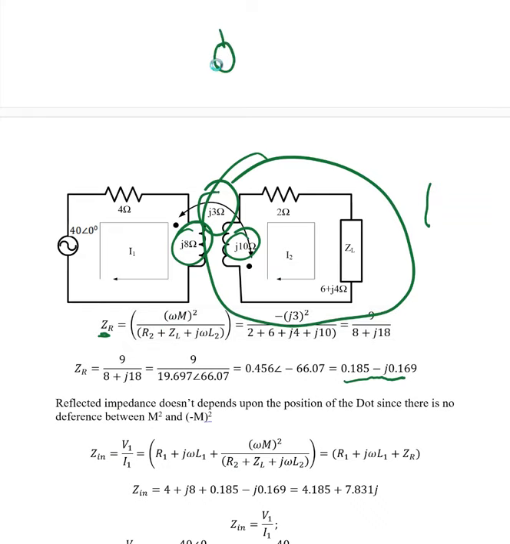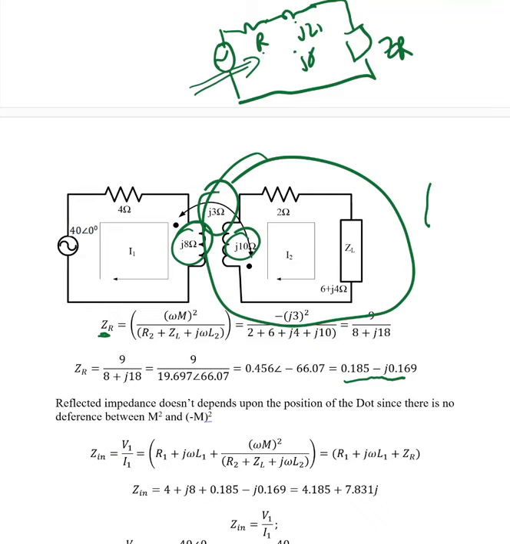So here I have a source, R1 and jL1, which is j8 ohms. Now I have the reflected impedance ZR. This ZR is nothing but the equivalent of the secondary resistance after moving to the primary side. That's called reflected impedance. So I found ZR. Now the input impedance is nothing but the total impedance looking from the input terminals: R1 plus j omega L1 plus ZR. That will give you the input impedance.